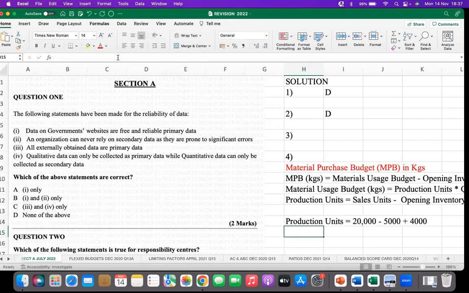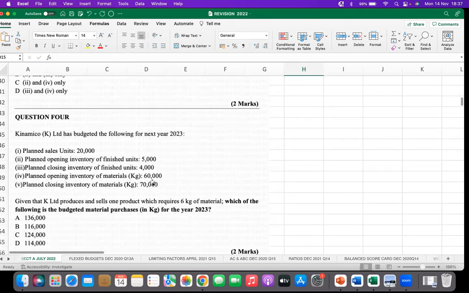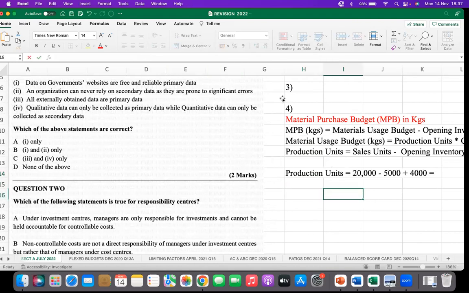No question. Continue. So opening plant sales units is 20,000. Opening inventory is 5,000. And closing inventory units is 4,000. So we have production units is equal to that. If you misbehave, I mute you permanently.